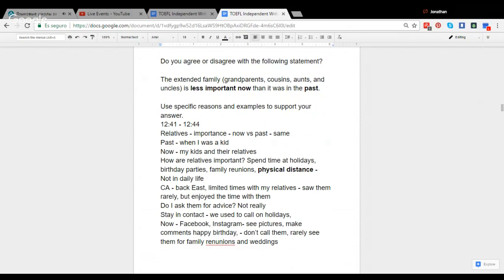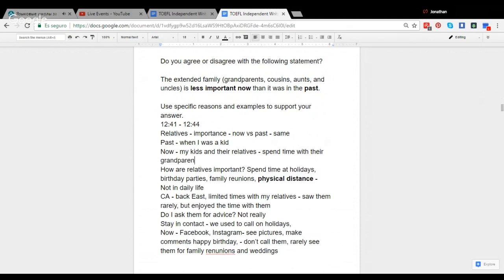But in terms of now with my children, they spend time with their grandparents and some cousins who are here in Mexico, and aunts and uncles, but again, it might be still limited. In daily life, it's limited because of physical distance, so basically just limited to holidays. So I would say, yeah, it's basically the same.